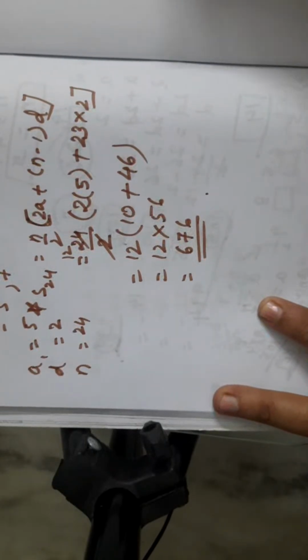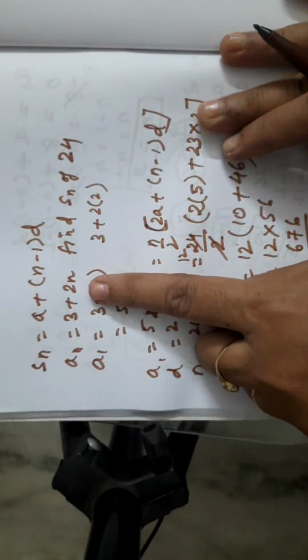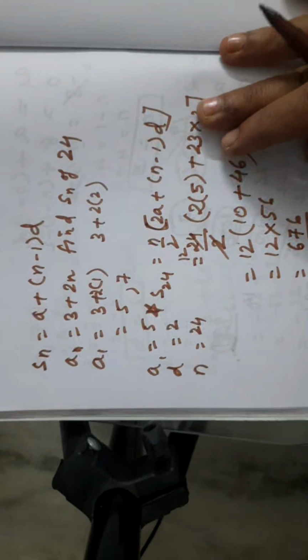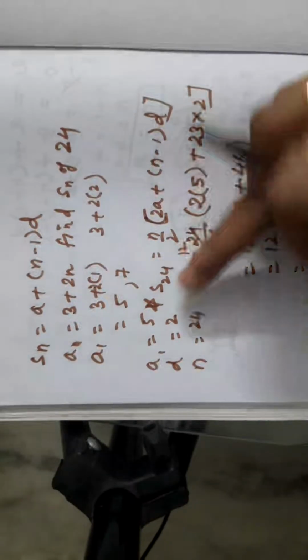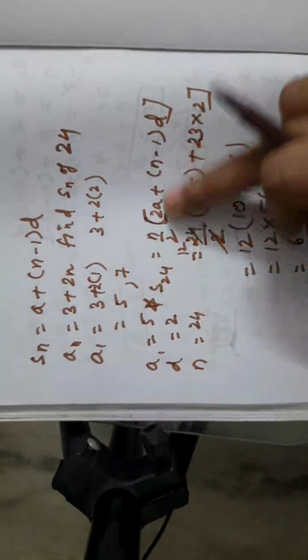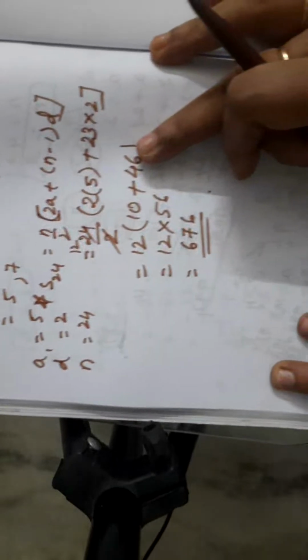The sum of the 24 terms is 676. So here, where the terms are not given, this is one of the varieties of questions which you can revise. You need to replace n by 1, and then you will find the sequence. From that sequence, whatever sum they are asking can be calculated.